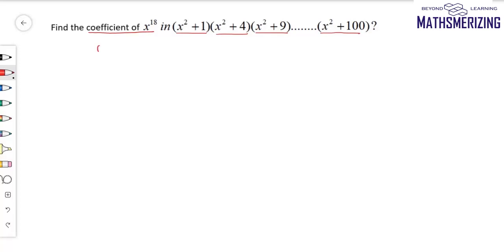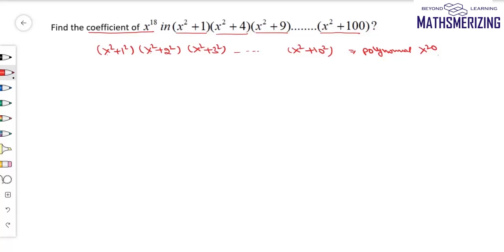So I can write it as (x² + 1²)(x² + 2²)(x² + 3²), and we'll go all the way up to (x² + 10²). So basically there are 10 factors in this expression. And if I multiply every term with every other term, I'll get a polynomial whose degree will be x² into x² into x², 10 times. So there'll be a polynomial of degree x to the power 20.